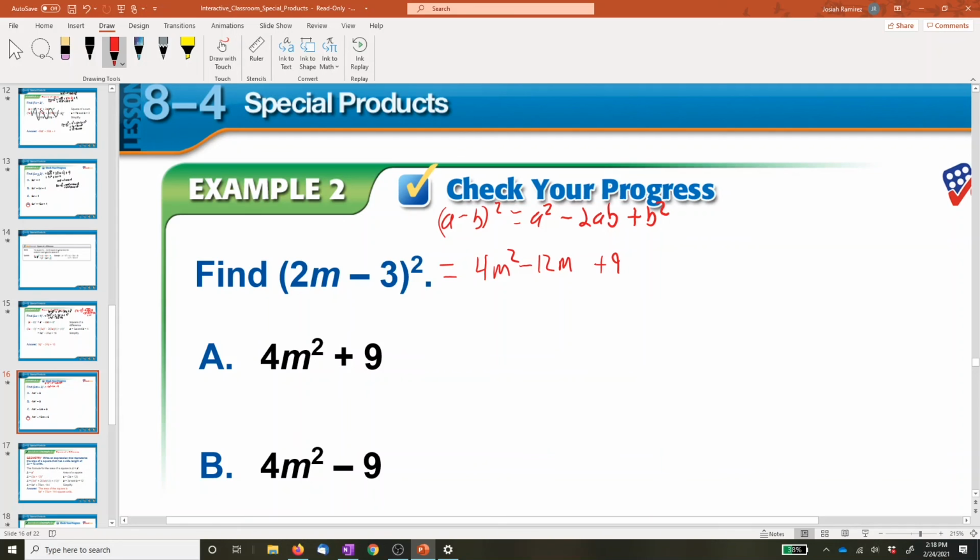So just by thinking about the formula, the pattern, and then squaring the first one, putting it first, squaring the second one, putting it last, and then doing twice the two inner terms multiplying together, we can have our answer, and we did it in our head.